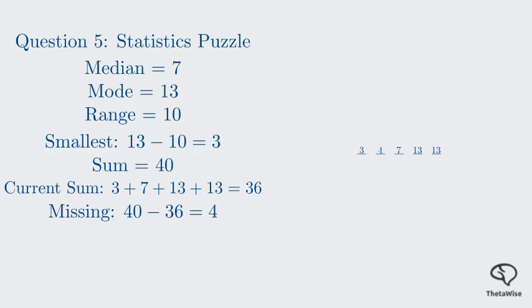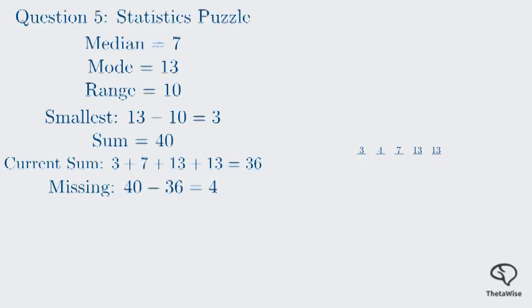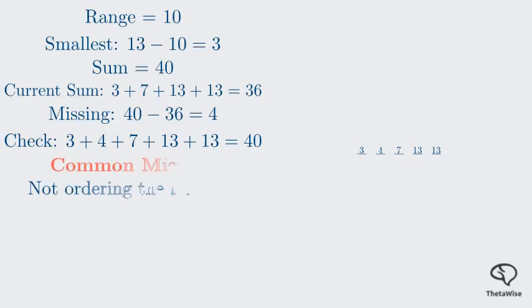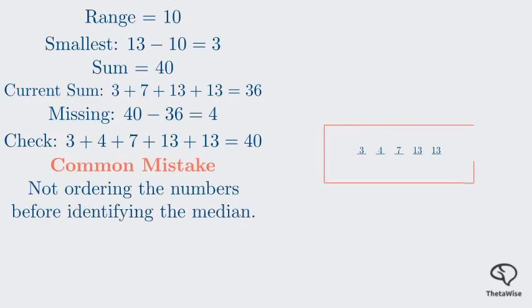Let's check our list. 3, 4, 7, 13, 13. The checksum, 3 plus 4 plus 7 plus 13 plus 13 equals 40. This is correct. A common mistake is placing the mode in the wrong position, or forgetting that the median must be the middle value once the numbers are in order.